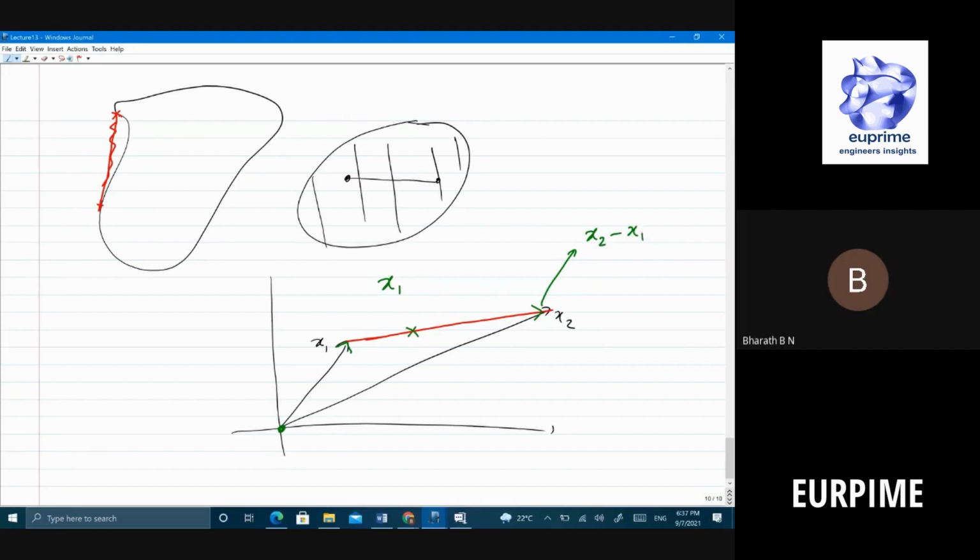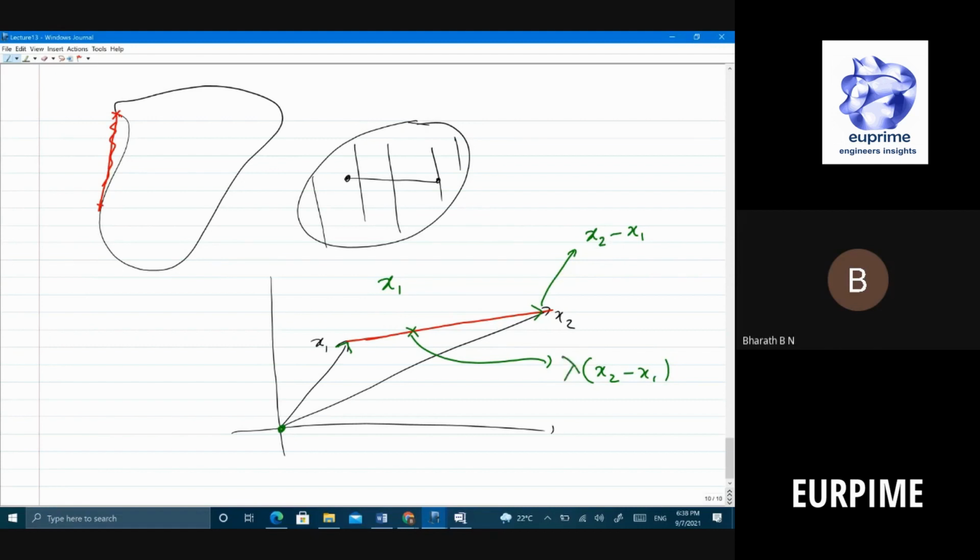So if I go to x1 and then move along the direction of x2 minus x1, I go to x2, right? x1 cancels. But I should not travel a distance equal to the norm of x2 minus x1. I should go by something smaller than that, right? So I should move in the direction of x2 minus x1, but not totally. I should go by a fraction of the distance, right?